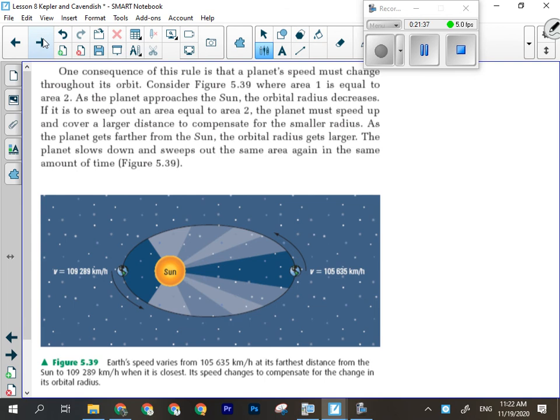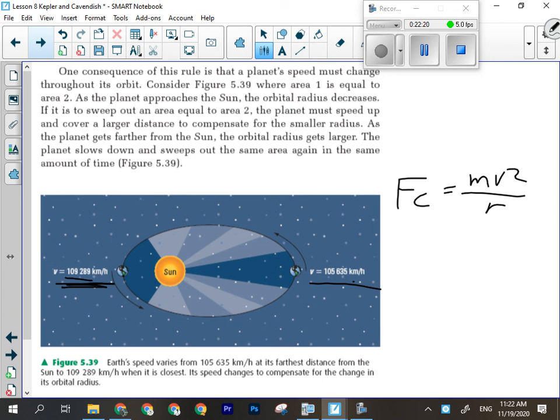So you can see here what we're talking about, here's the difference in speeds. So when we're close, 109,289 kilometers per hour. When we're further away and there's less force acting on us, then we go slower. Sorry, I said that backwards, didn't I? Think about this: as we get further away, this number gets smaller, because as we get further away, R gets bigger. That makes FC get smaller. If FC gets smaller, V gets smaller.